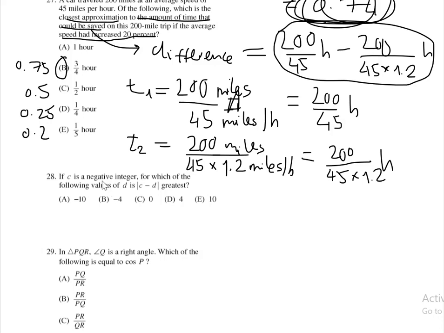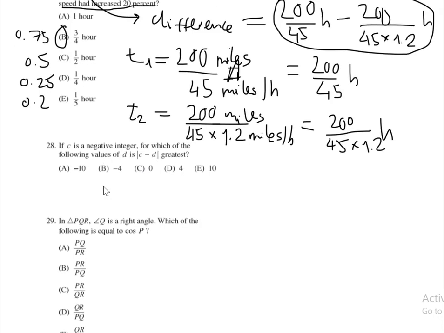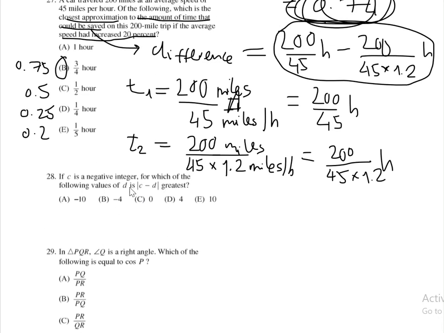Question 28. If c is a negative integer, for which of the following values of d is the absolute difference between c and d greatest? So, the absolute difference is the distance.